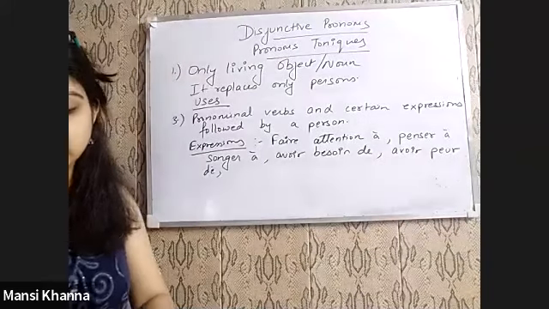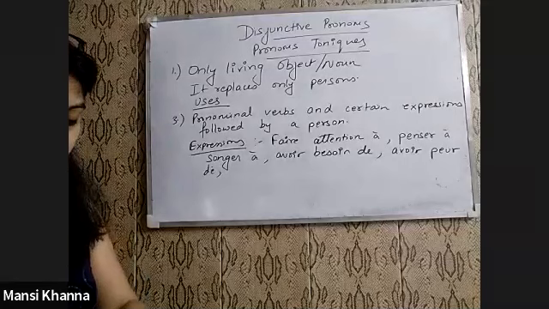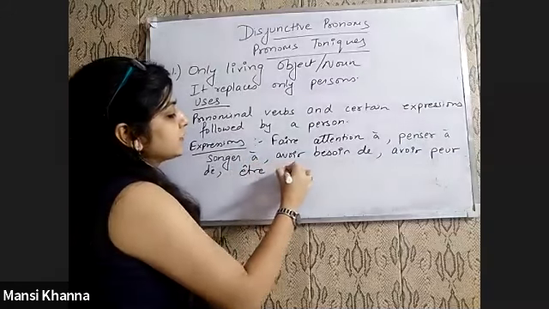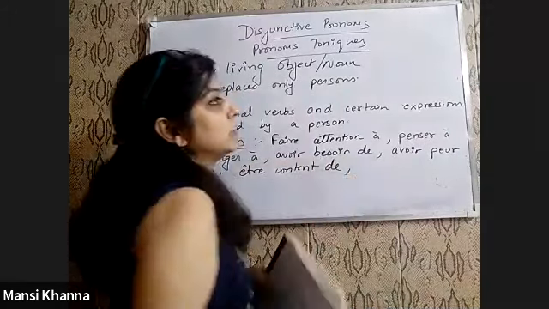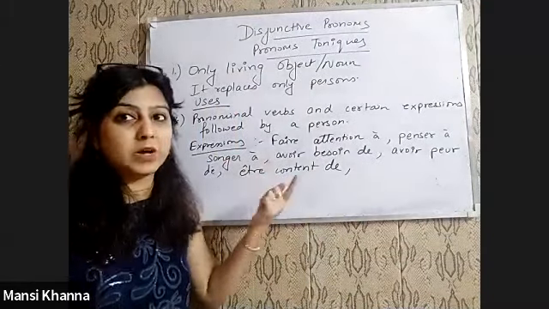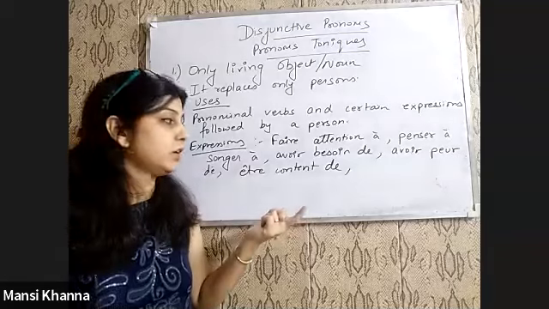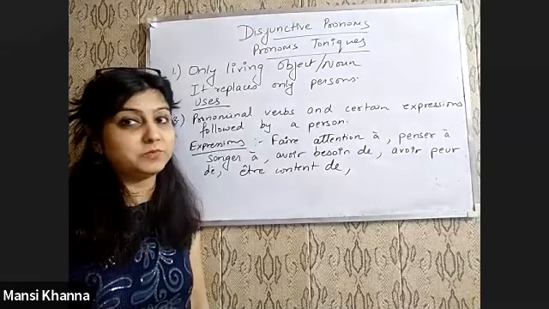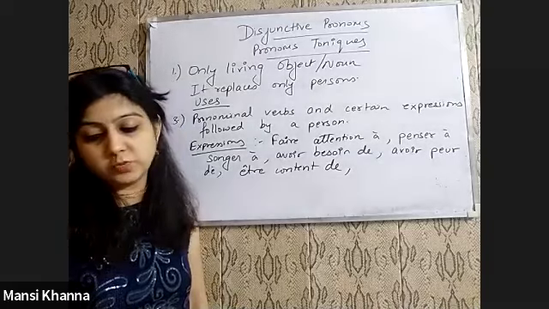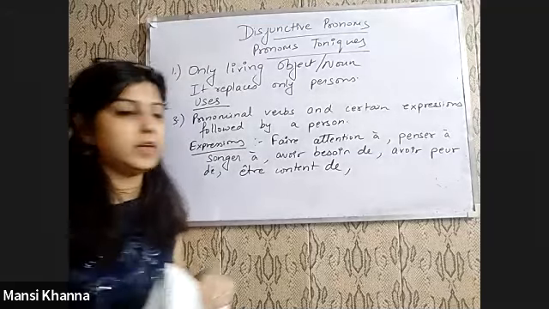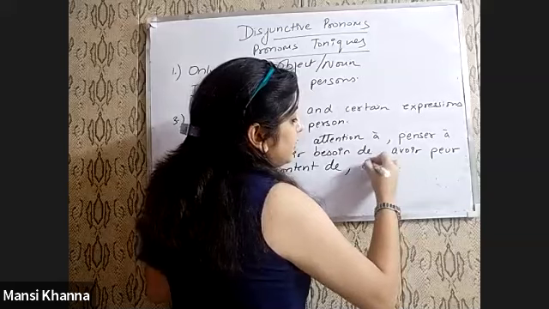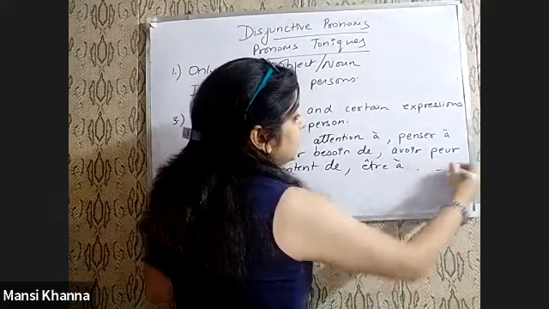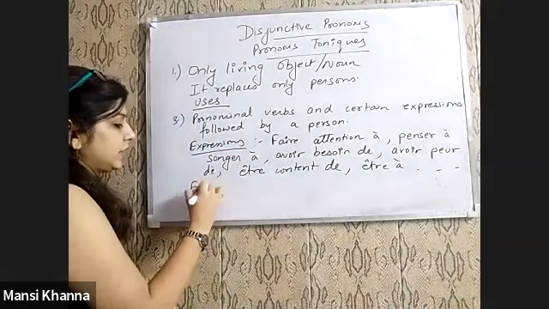Next one, avoir peur de, then être content de, to be happy with someone and not something. I am happy with my phone, ye baat nahi hai. I'm happy with PUBG, no. You get to be happy with someone who can play PUBG. That is possible. Then to be at, être à, to be somewhere, être à, and we do an example.